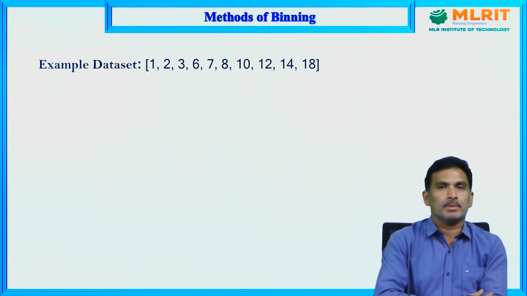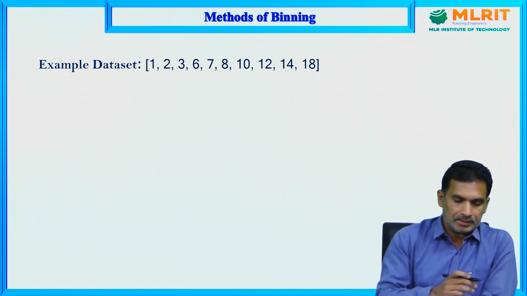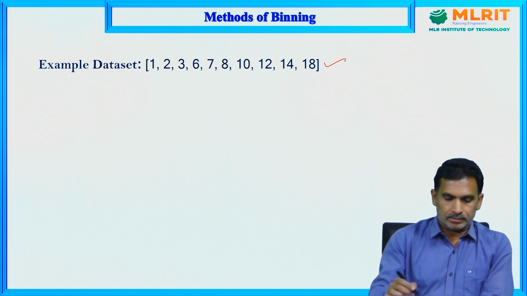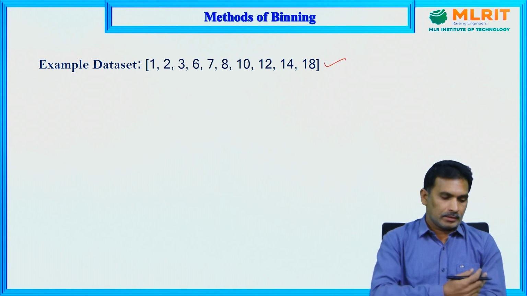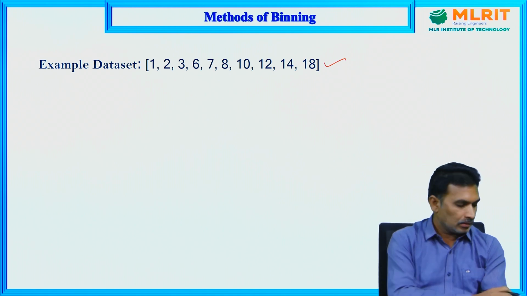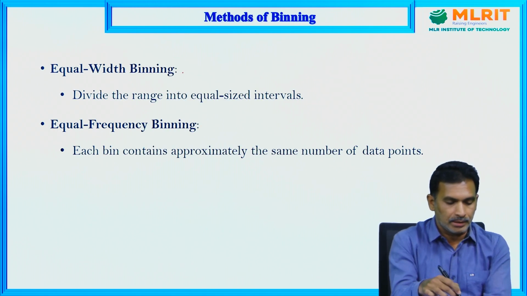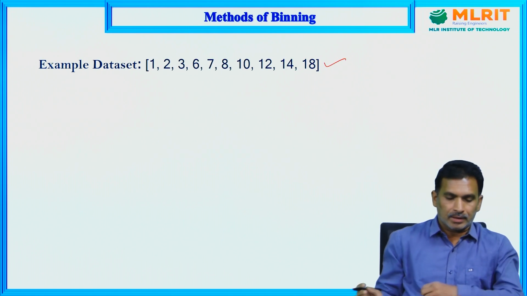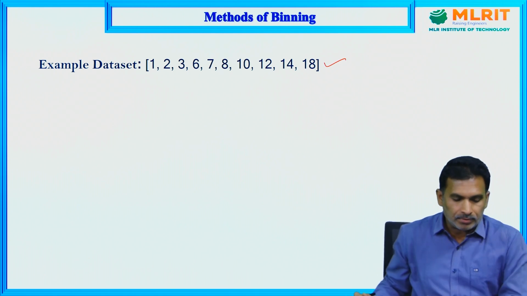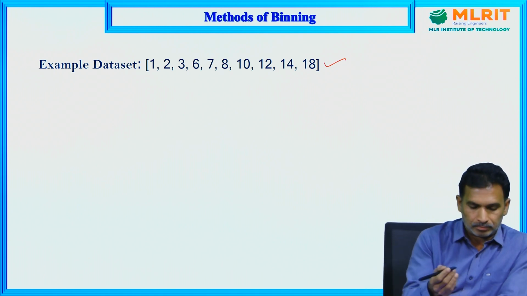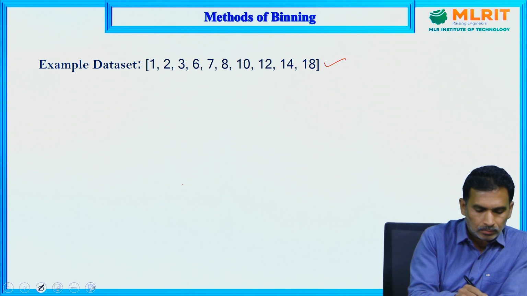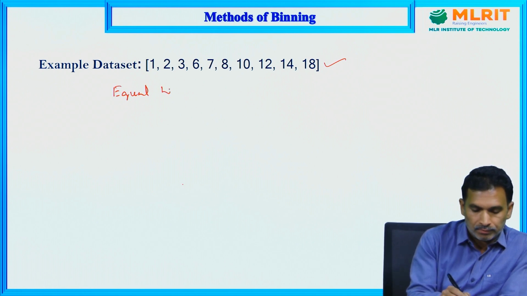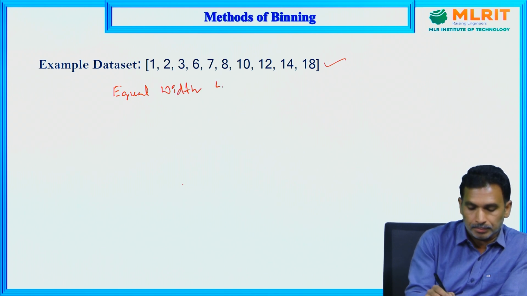So let us take one simple raw data set which has 10 data points. This is the raw data set. Now we are going to apply equal width binning and equal frequency binning that we discussed just now. So let us try to understand this. For example, if you consider this data set and if you follow equal width binning, so let us take equal width binning.